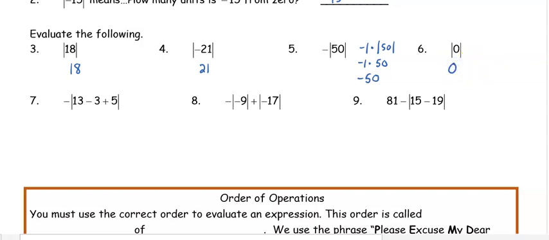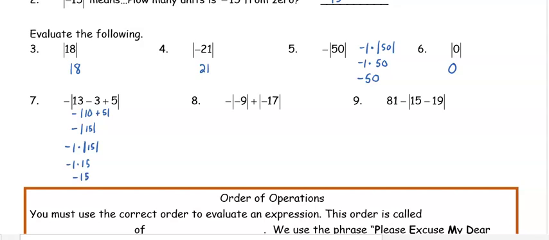Now, in number 7, we have 3 numbers that are inside the absolute value. So we need to combine those first. So 13 minus 3 is 10. 10 plus 5 gets us 15. So we have the negative of the absolute value of 15, which is negative 1 times the absolute value of 15. Remember that the absolute value of 15 has to come out as a positive. So we have negative 1 times 15, which gets us negative 15.